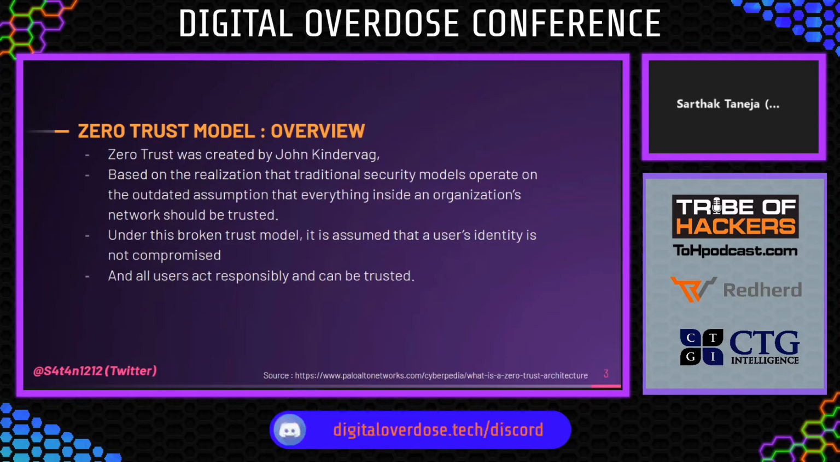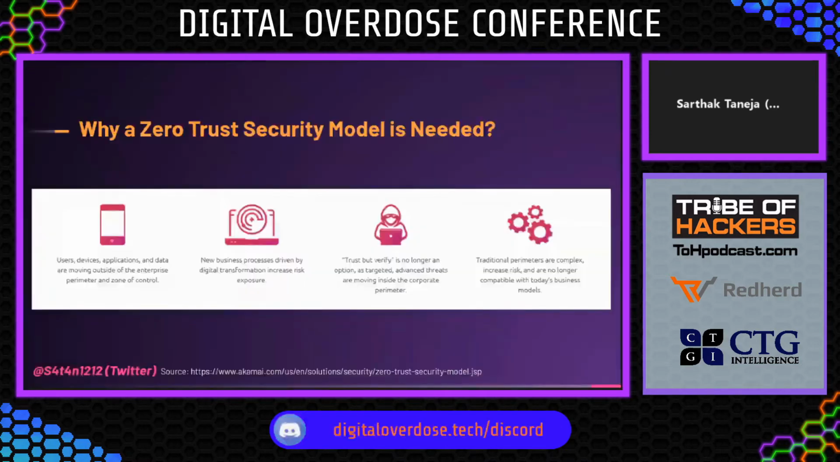Remember, the point of infiltration of an attack is often not the target location. Under this broken trust model, it is assumed that the user's identity is not compromised and that all users act responsibly and can be trusted. So, why is a zero trust model needed? A zero trust model comes into place when there are so many critical security appliances in our environment and we need a single person to manage each and every tool.